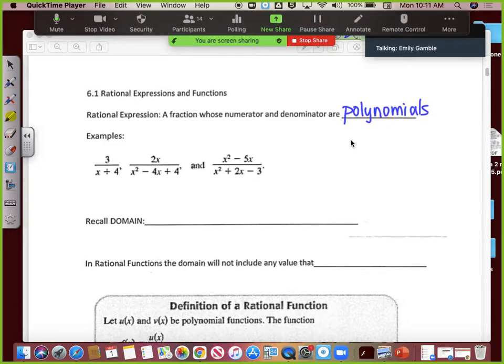One thing that we do need to recall is this word here, the domain. The domain is the set of all of the numbers that work for the function, basically. So the domain is going to be any x number that will work for the expression. To write that in the best way, let's say the domain is the set of x values for the expression.